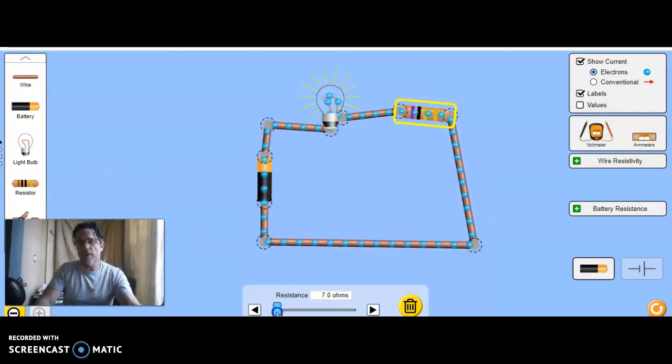So if you were an electrician, for example, you would know these codes and these colors, and that would mean a certain amount of resistance to you. So, okay, I'll put it back to 10. And so this is 10 and this was 2. So what is the resistance in this whole circuit? So that's your next question.